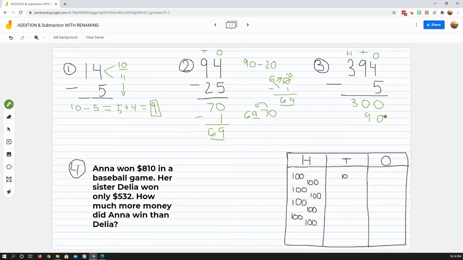After I did the hundreds and the tens, I'm going to add these numbers. So right now, at the moment, I have 390. There you go. So I have 390 so far, but I'm not done because now I need to do the ones.